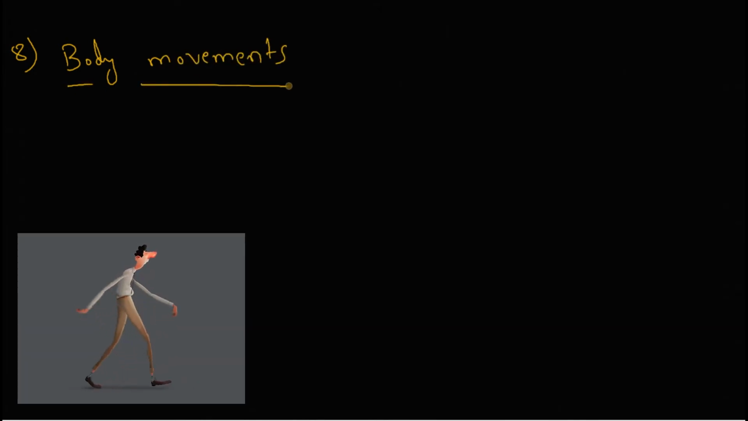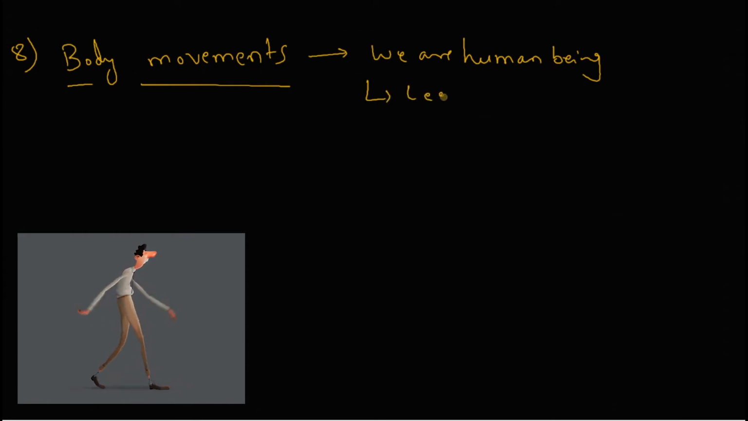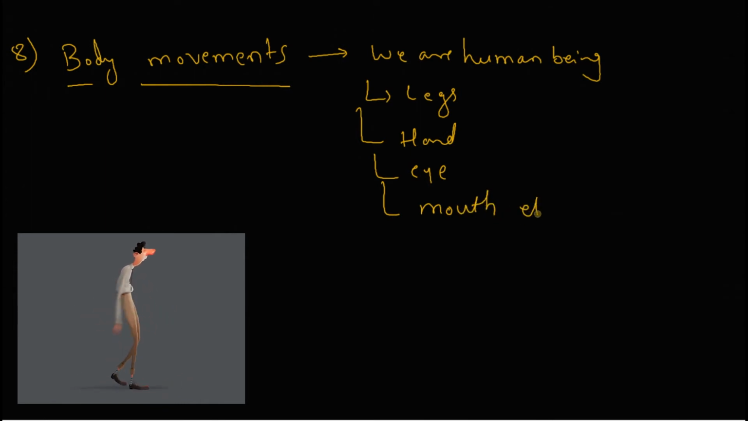8th chapter is body movements. So what do you mean by body movement? See, we are human beings, and we have legs, we have hands, eyes and mouth, etc. Okay, so how do these legs move.